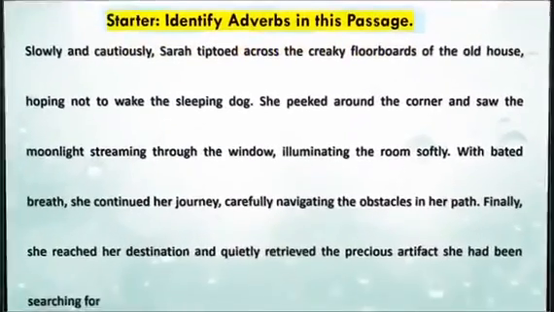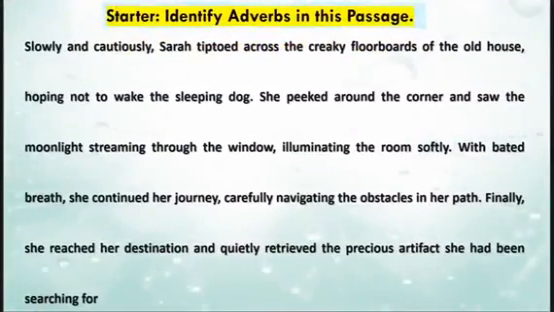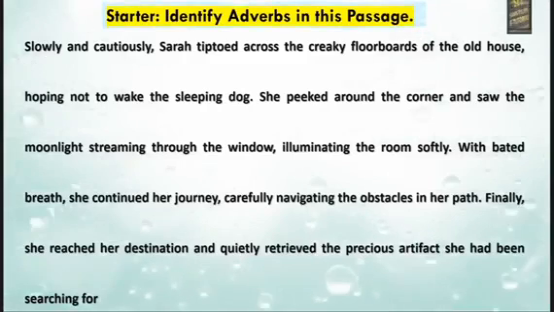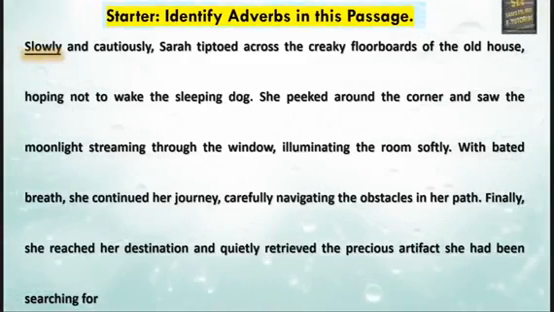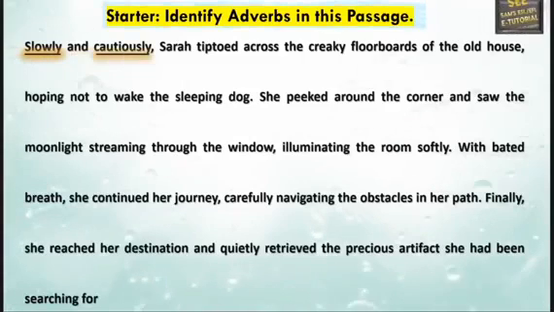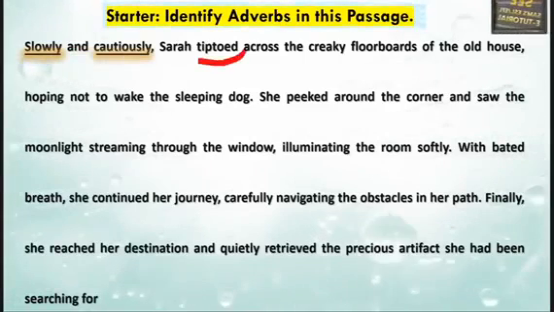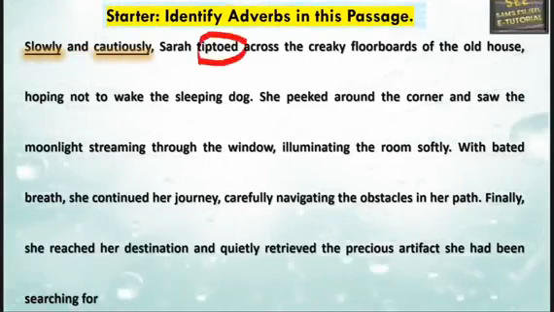Now, this is a starter. I wouldn't want to bore you with reading this passage. I'd like you to identify adverbs in this passage. While you're doing that, let's do it from here too. First, we have the adverb slowly, and then the adverb cautiously. These are adverbs in this passage. They actually modify or re-explain the verb tiptoed.